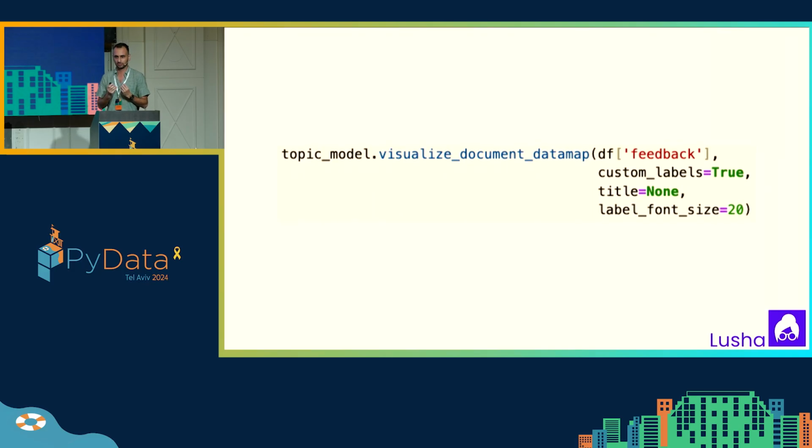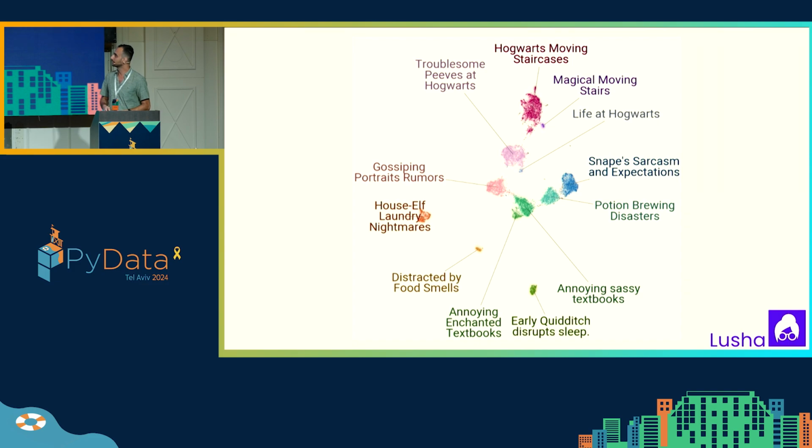Now, part of what makes BertTopic so powerful is that it's very batteries included. It contains plenty of functions to make your life easy. For example, visualize document data map, a single line of code that will give you this scatter plot. And the idea here is that clusters that are close together should have similar meaning. For example, we can see two clusters here, two topics here, with different shades of green. One of them is annoying enchanted textbooks, one of them is annoying sassy textbooks. Maybe we should merge them.